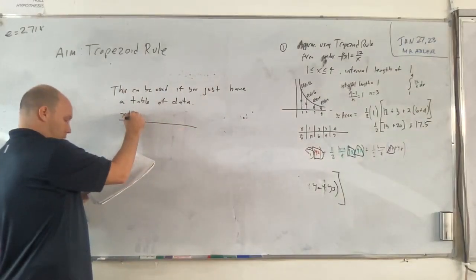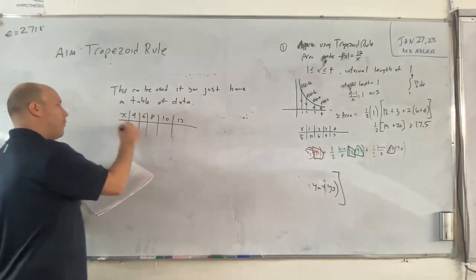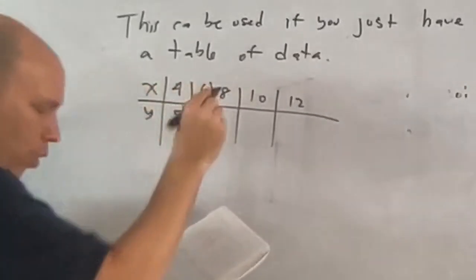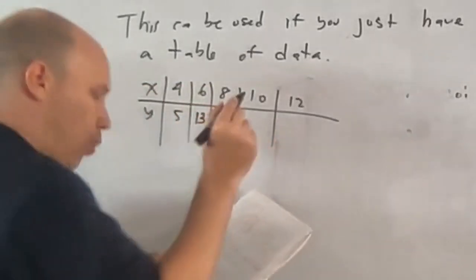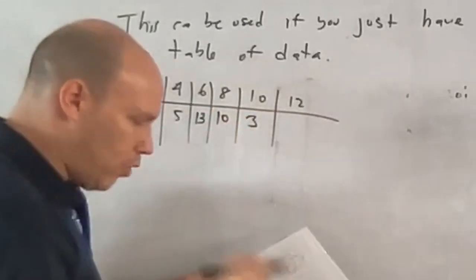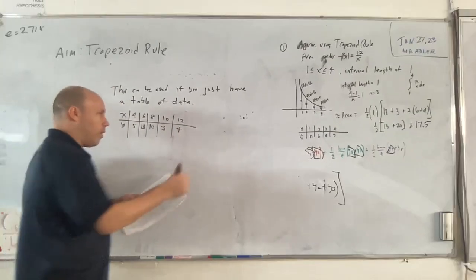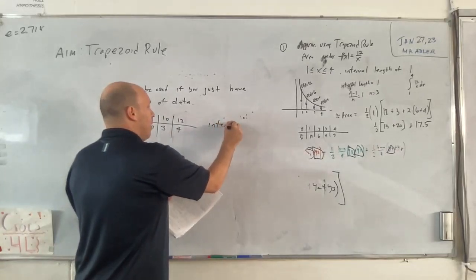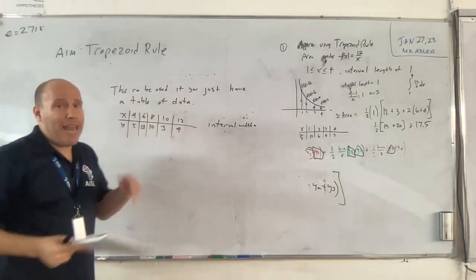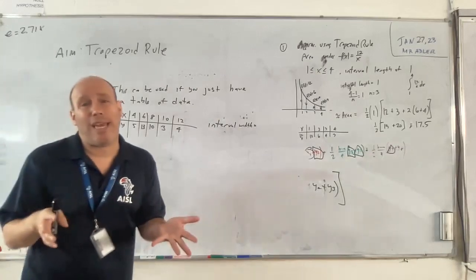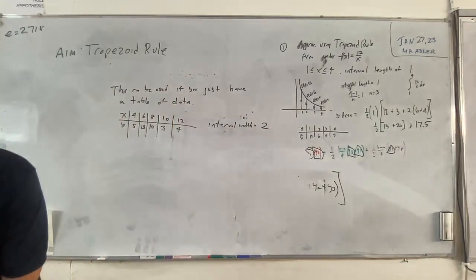We have, let's see, 4, 6, 8, 10, and 12. And we're told for 4, the y value is 5. For 6, the y value is 13. For 8, the y value is 10. For 10, the y value is 3. And for 12, the y value is 4. The interval width is clearly, just by inspection, we can look at the x's. I could ask you, how are the x values progressing in the sequence? You go, oh, it's 2, Mr. Adler. So it's 2. And the idea is, how do we find the area?